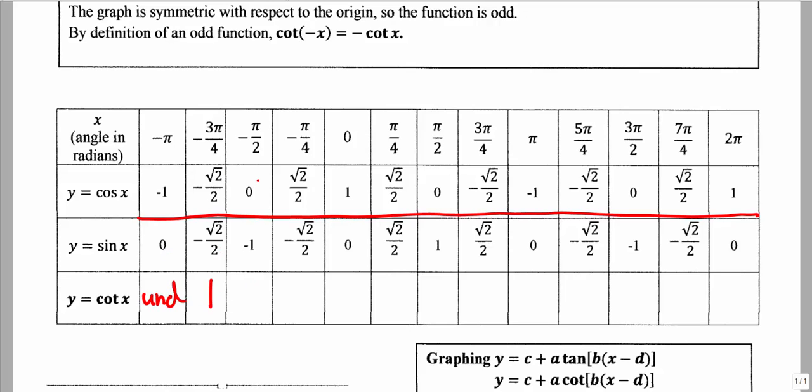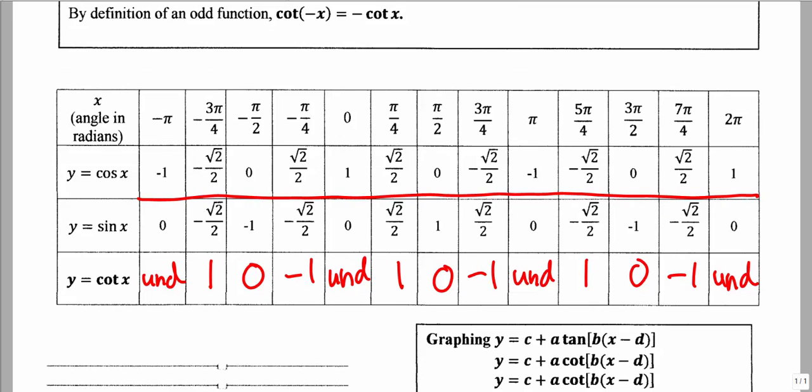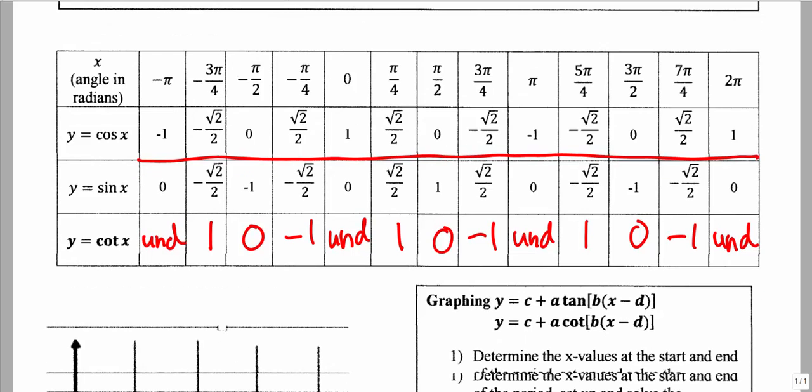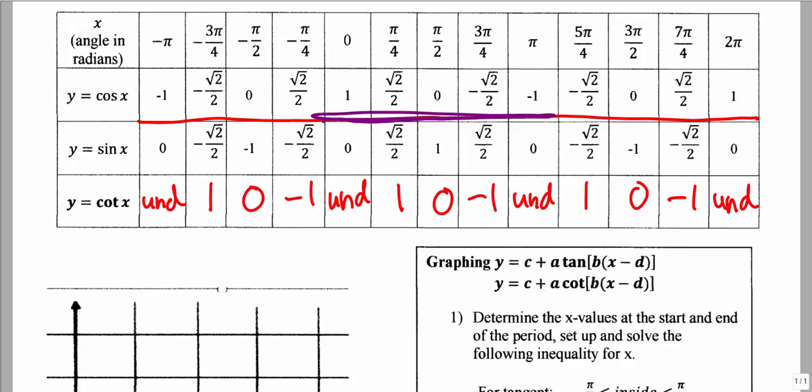Here we have a positive 1, 0, minus 1, and 1 divided by 0 once again is undefined. Positive 1, 0, minus 1, sine is 0 here at pi, so we get undefined. Positive 1, 0, negative 1, and then back at 2 pi, sine is 0, so cotangent is undefined. So at all those x values where we got an undefined value, we will have asymptotes again. And for cotangent, we will actually keep track of the values between the asymptotes.